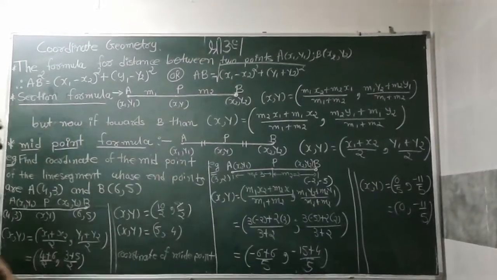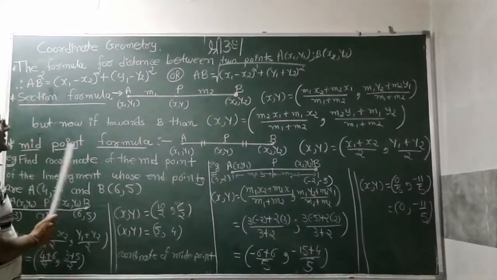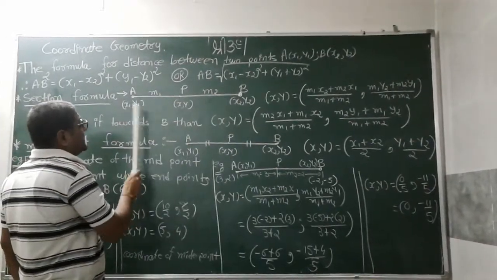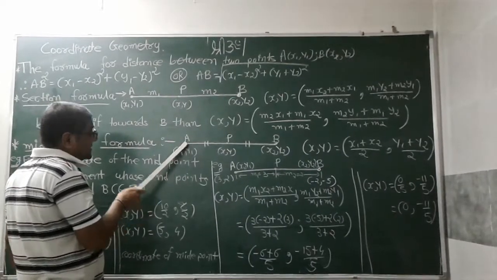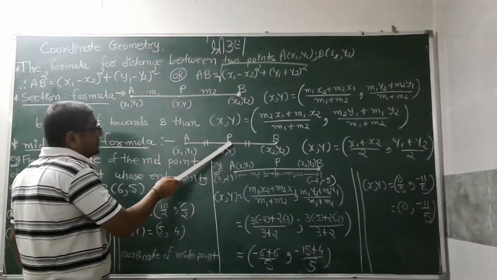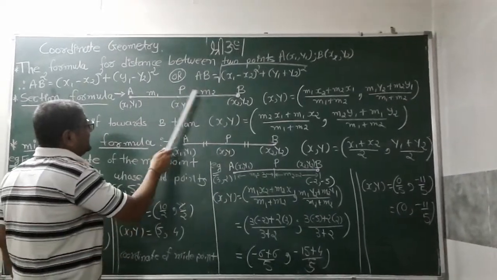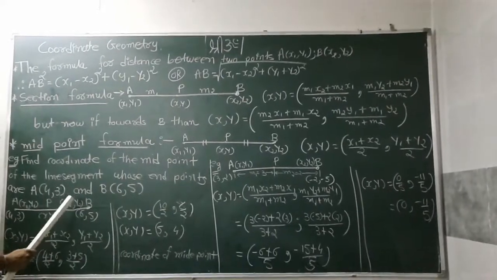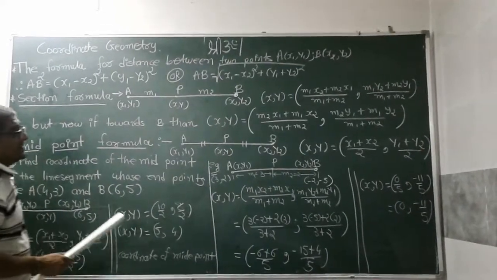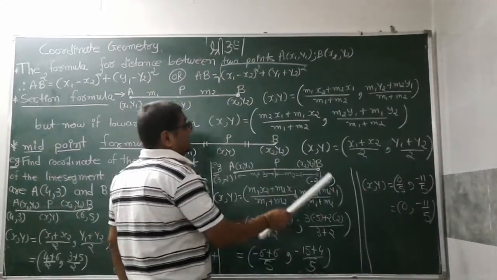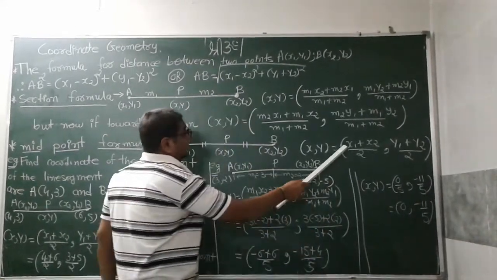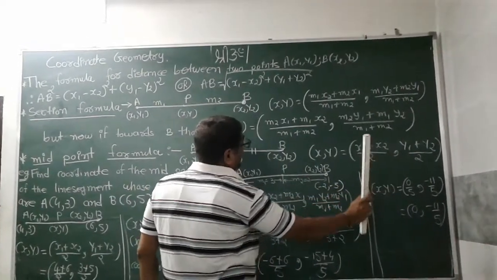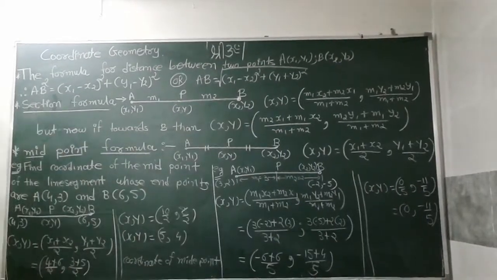But in some conditions, the point P becomes the midpoint of line segment AB. So the distance from A to P is equal to P to B, means the ratio m1 is equal to m2, and that is known as the midpoint formula. So for the midpoint formula, (x, y) is equal to ((x1 plus x2) whole upon 2, comma (y1 plus y2) whole upon 2). Now we are going to solve a sum.